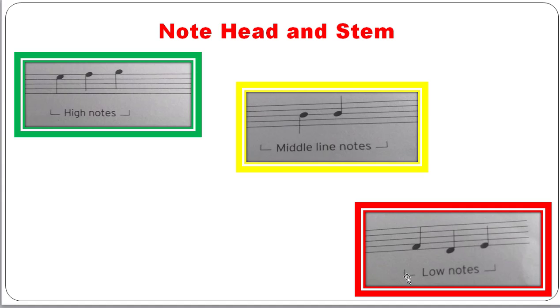Now coming to the stems. See, stems are not even. For low notes, the stems go upward. For high notes, the stems go downwards. That's the rule of placing the stem. So for low notes, the stem rises up. For high notes, the stem comes down. And for the middle, both are accepted. It may come either down or go up. That's all for this class.